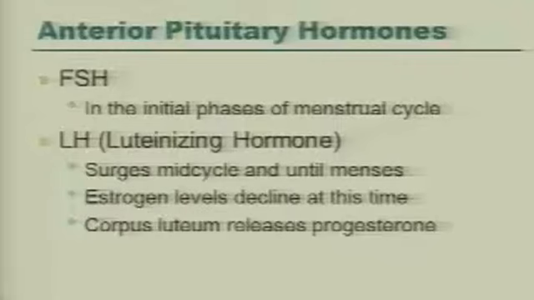Anterior pituitary hormones, remember these two. So we have gonadotropin releasing hormone coming from the hypothalamus. Gonadotropin releasing hormone, GnRH, will facilitate the release of follicle stimulating hormone, which we talked about in the first 14 days of the menstrual cycle. During the second phase, for day 14 through 18, luteinizing hormone will kick into play, okay?